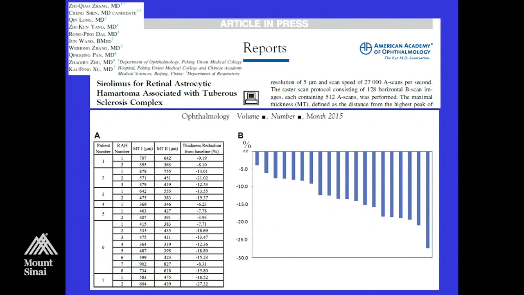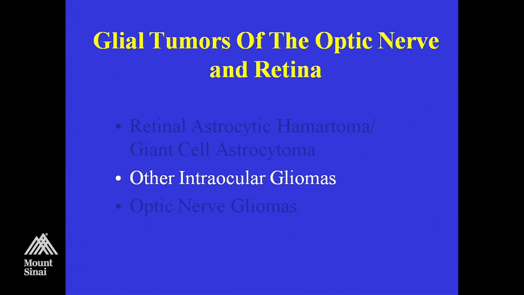There's not as much data from using similar approaches to treat tumors of the retina, but there was a paper that came out about a year ago now from China in which they had looked at seven patients, and there were multiple lesions in the patients. And so here on the right, they show the percent decrease in size of the tumors that were being treated with sirolimus. So you're getting between marginal decreases to maybe a 25% decrease in tumor size. But I think there's real promise here in using these sorts of therapies for aggressive astrocytic hamartomas in tuberous sclerosis patients. So what other tumors, what other gliomas can you see in the eye?